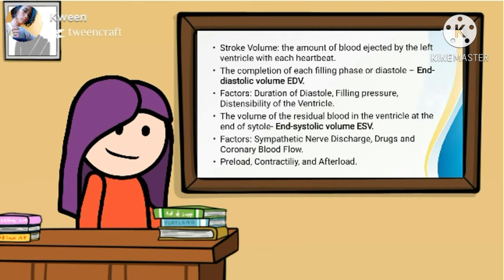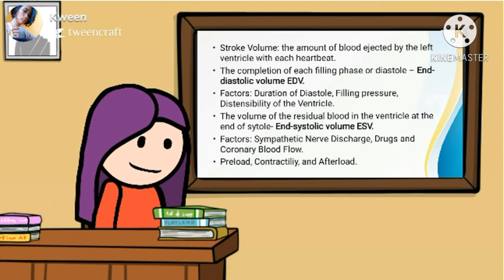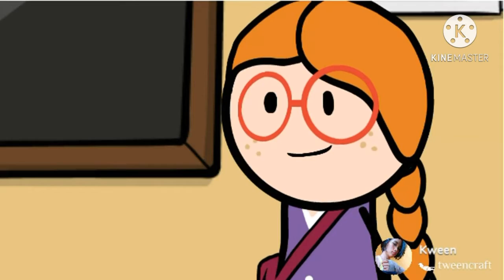Stroke volume has three factors: the preload, contractility, and afterload. The preload is the end diastolic filling volume of the ventricle. The contractility is a change in the inotropic state of muscle without a change in myocardial fiber length, or preload. And lastly, the afterload, which is the resistance to left ventricular ejection. Now let's move on to the clinical manifestations of congestive heart failure.